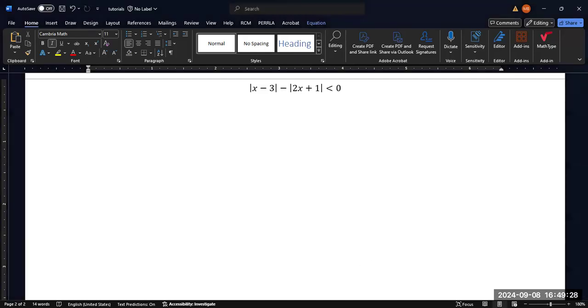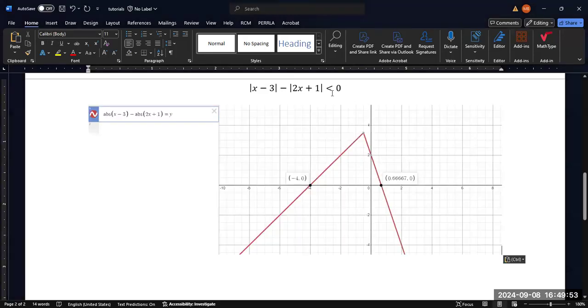So let's consider the graph for this particular example, and I've plotted it in Desmos. And we can take a look at the graph, along with the intersection, since we're interested in where the graph is going to be less than 0. And so we want to know where the graph is going to cross the y=0 line.